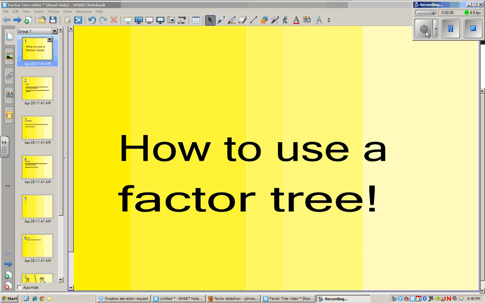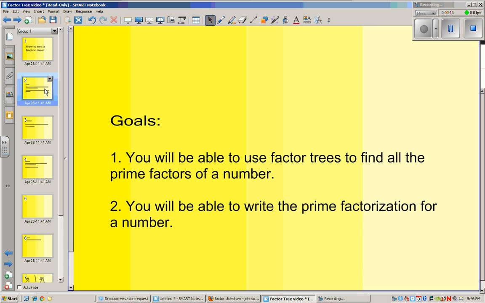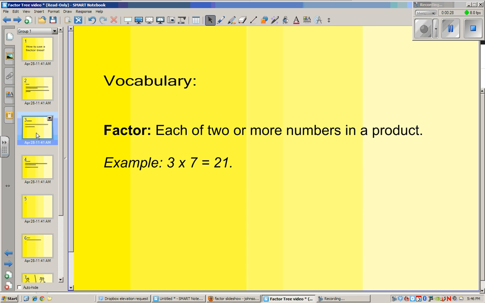Today we're going to look at how to use a factor tree. For today we have two goals. Our first goal is that you will be able to use factor trees to find all the prime factors of a number. The second goal is that you will be able to write the prime factorization for a number. Before we go to actually accomplishing those goals, let's look at some vocabulary that's going to help us.